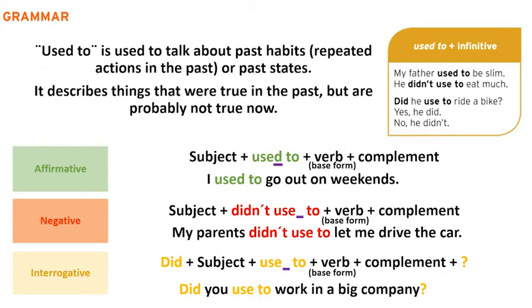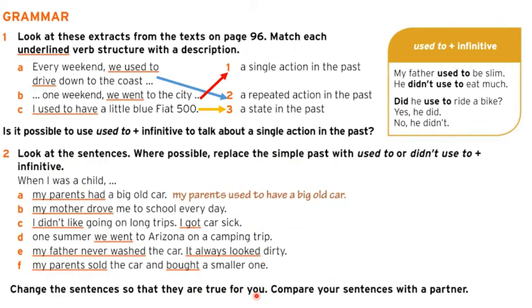All right. So I hope that there are no questions so that we can continue. Here we have this question. It says, is it possible to use used to plus infinitive to talk about a single action in the past? Can we use used to talk about a single action in the past? No. When you talk about a single action, you use the simple past. You must talk about a repeated action or a state in order to use used to. All right? Well done, guys.